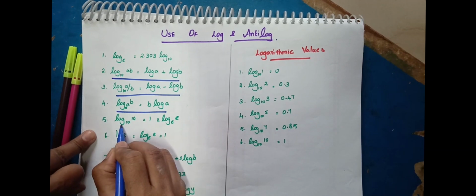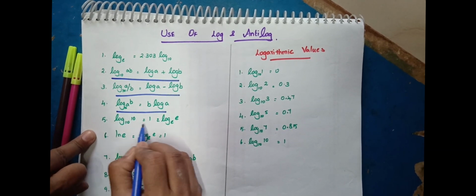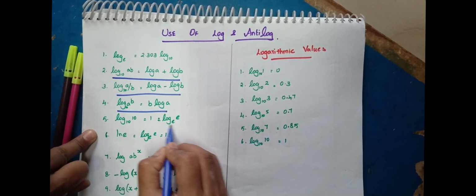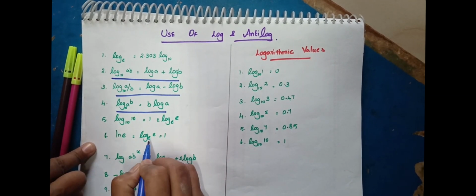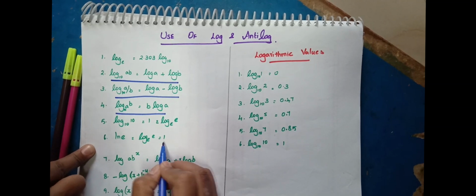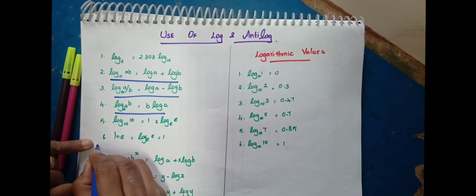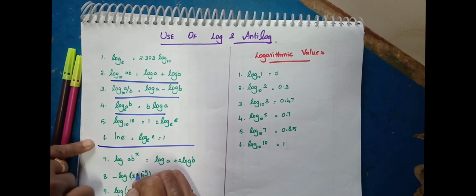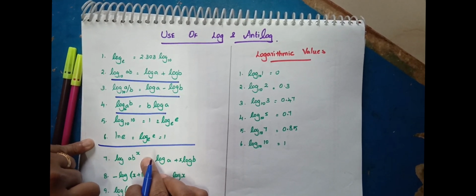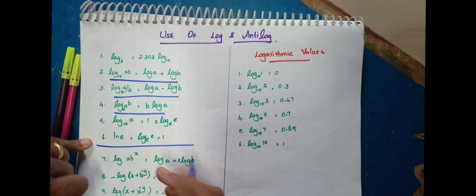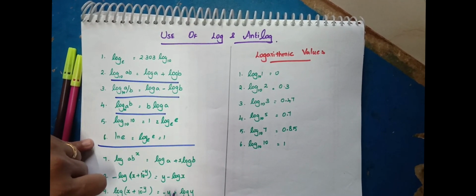The next one: log 10 base 10 is equal to 1, and even log e base e is equal to 1. So log a with base a is equal to 1. These are all the very important identities that you have to memorize. There is no other way. If you memorize them, it will be easy for you in your examination, and you can simplify everything.